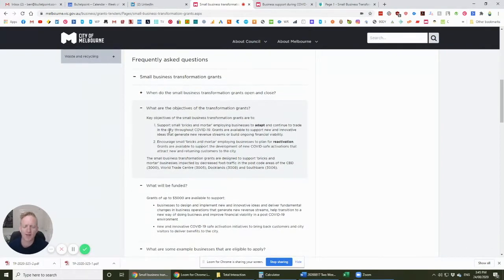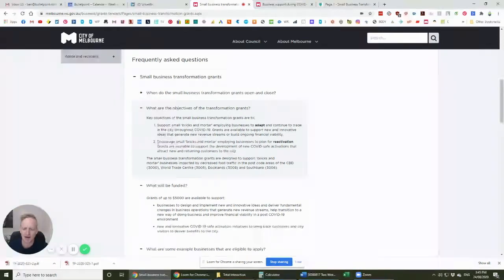So what are they looking for? It's always important to look at the objectives of the grants and to make sure that your project is meeting those objectives. So: small business, bricks and mortar, employing staff. That's important. You have to be employing staff. And it's to adapt and trade through the city. So think about taking your business online. If you're not online, then this grant is for you to help you get online.